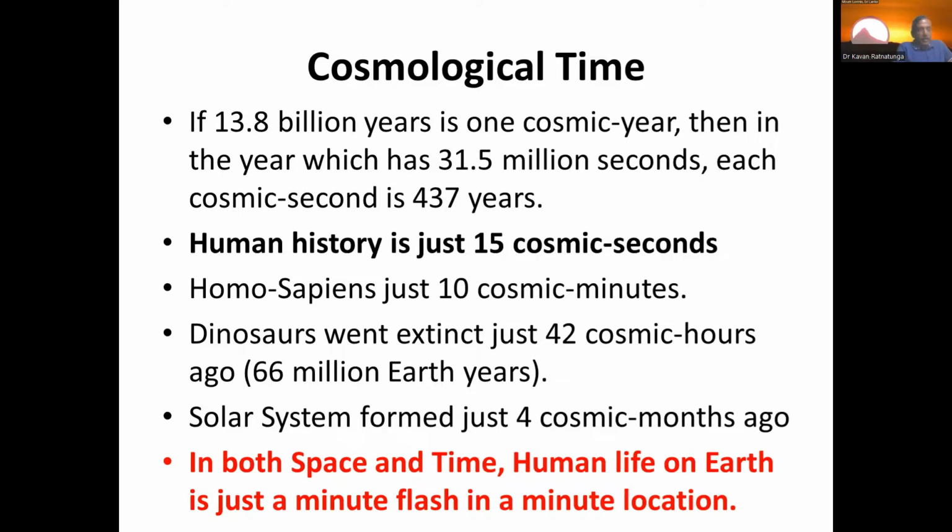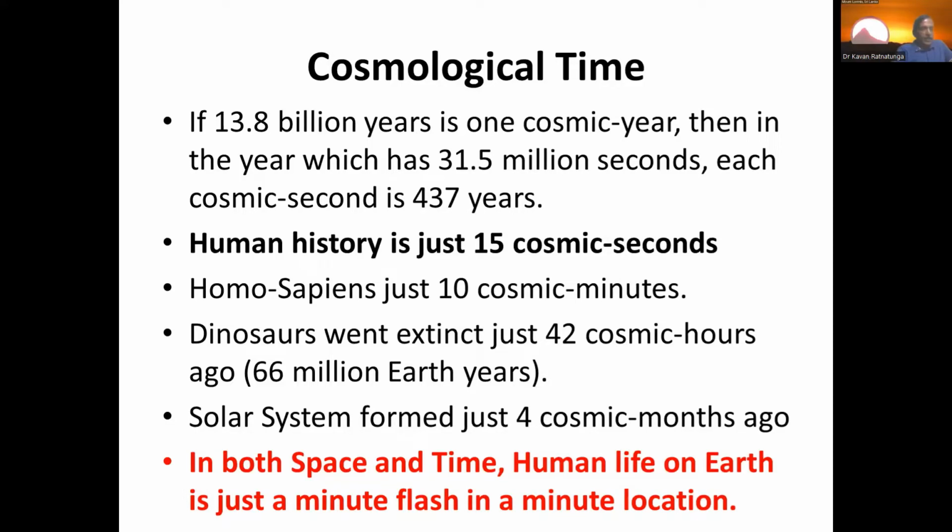So if you take one cosmic second to be 437 years, then human history is just 15 cosmic seconds. Homo sapiens have been here for about 10 cosmic minutes. Dinosaurs went extinct 42 cosmic hours ago, which is 66 million Earth years. The solar system was formed 4 cosmic months ago. So both time and space, when you look at it this way, we are living in a flash of cosmic time and a tiny place in space as well.